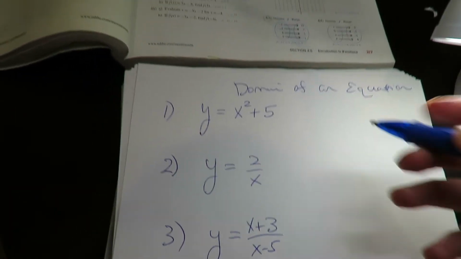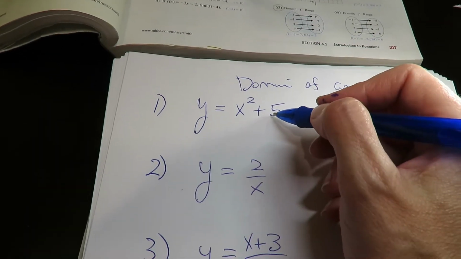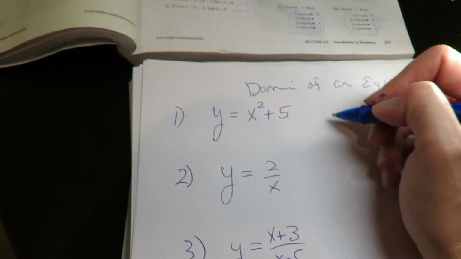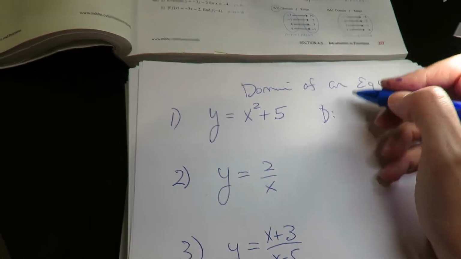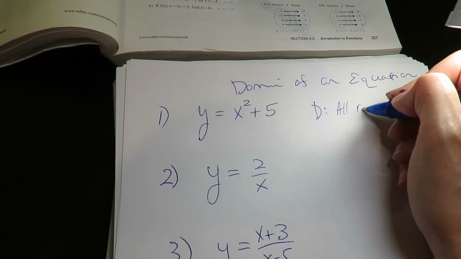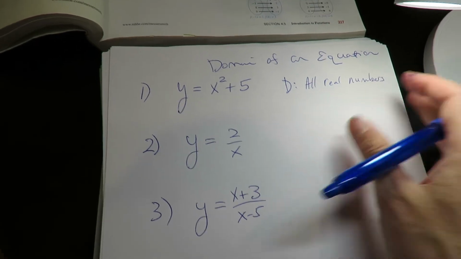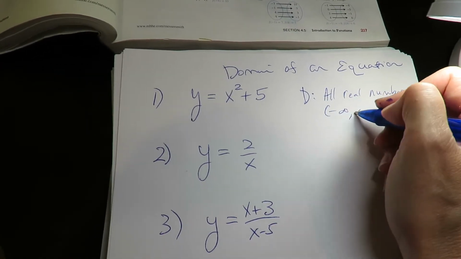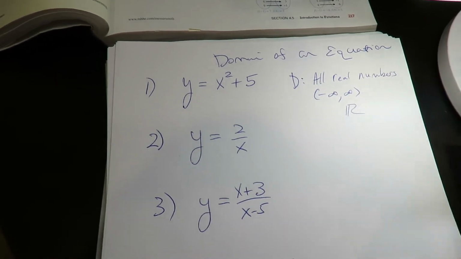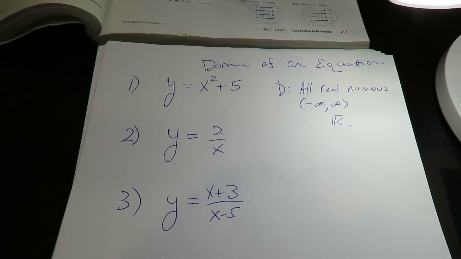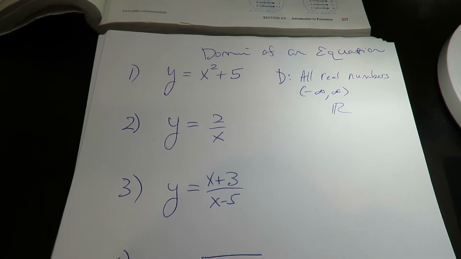Now, this is how your brain thinks about it. For the first one, there's no fraction and there's no radical, so there's no problem. This is like the grocery store. So the domain of this is going to be all real numbers. Now, I'm not going to be picky how you write that. You could say negative infinity to infinity. You could use the fancy R, however you want to do that. But basically, anything can go in there. Any number you can think of can go in there.